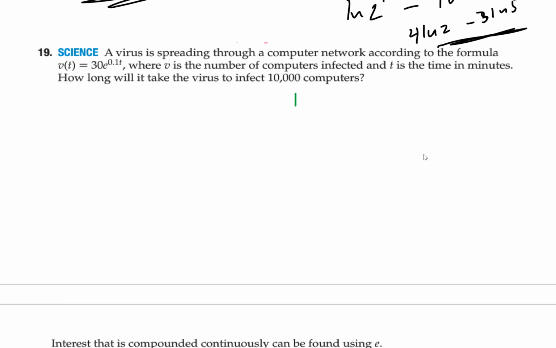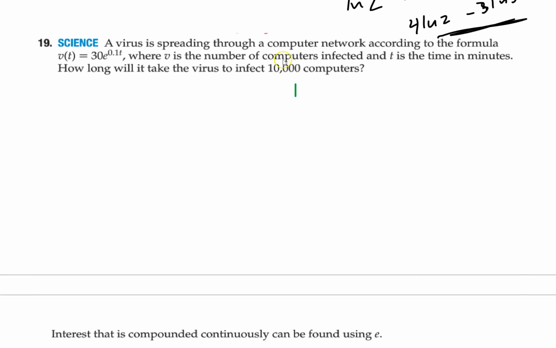Let's talk about some application problems with e's and natural logs. So first one here: a virus is spreading through a computer network according to the formula V(t) equals 30 e to the 0.1 t, where V is the number of computers infected. Always important: what do the variables mean? So V is the number of computers affected, and t is time. Look at what it wants us to do. How long would it take for the virus to infect 10,000 computers? So that's my V. I'm looking for time.